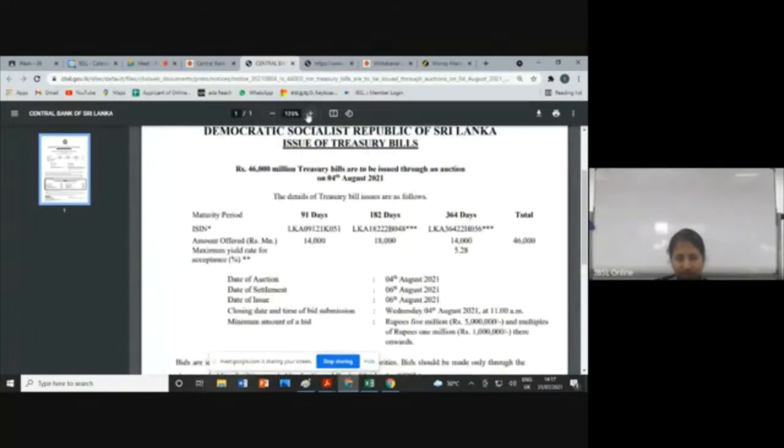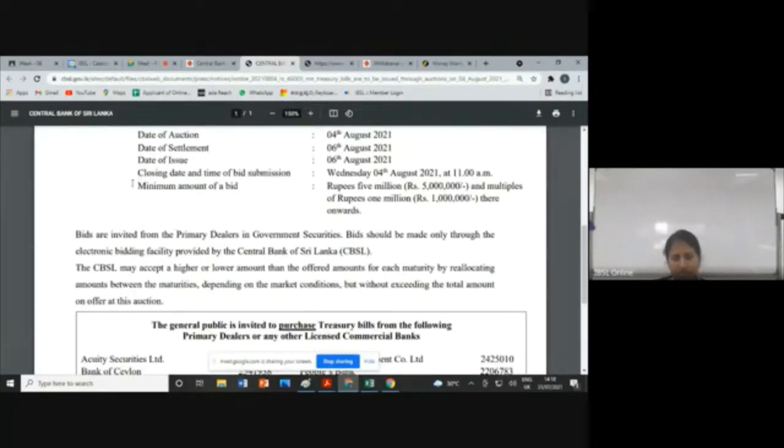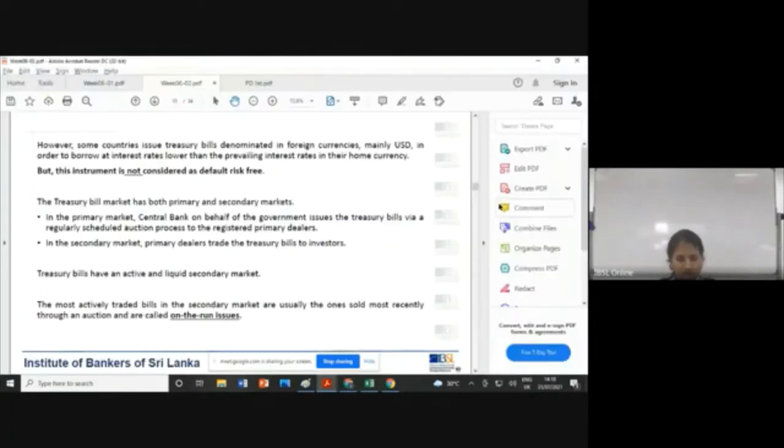Now, there's another piece of information you and I can see in this. What is the minimum bid amount when it comes to treasury bill? Minimum is 5 million. For you to enter into the treasury bill market, minimum bid amount is going to be 5 million. Now remember, there were two markets in treasury bill, primary market and secondary market. Primary market, you saw central bank and the primary dealer. Now, primary dealer is the one who's going to bid at that auction and buy the treasury bill. And then in the secondary market, the primary dealer and the investor are going to trade.